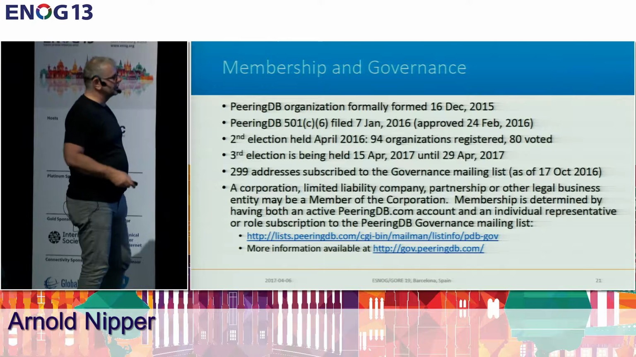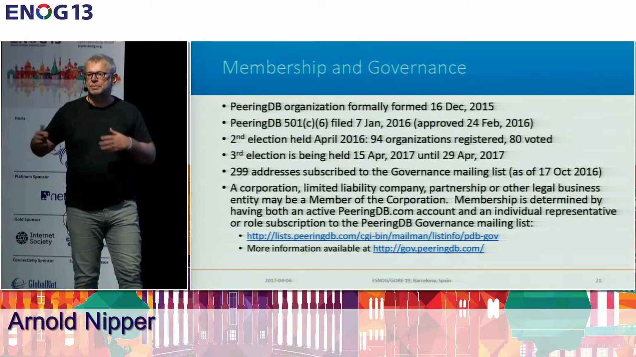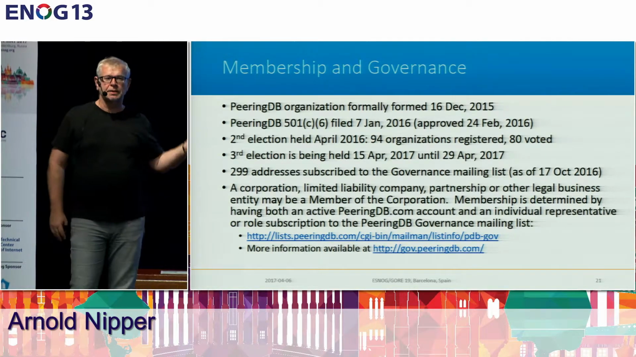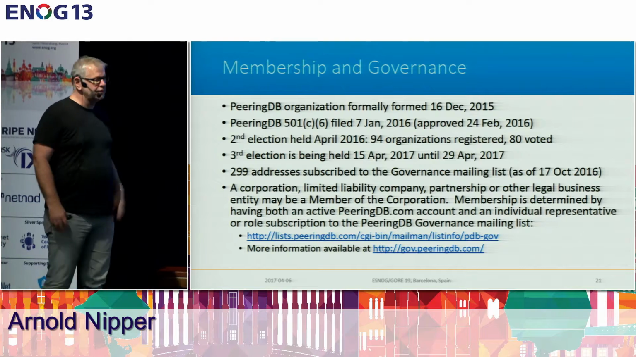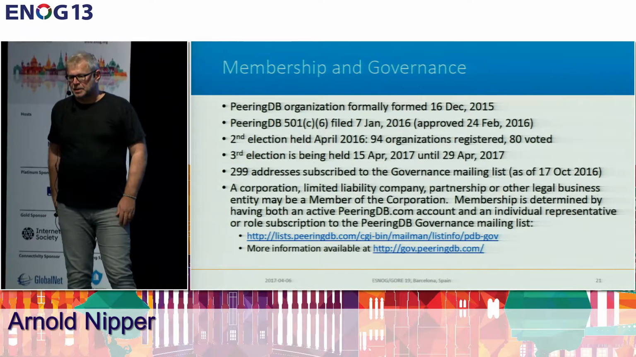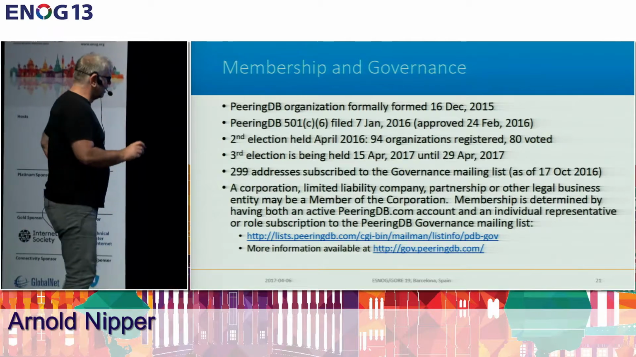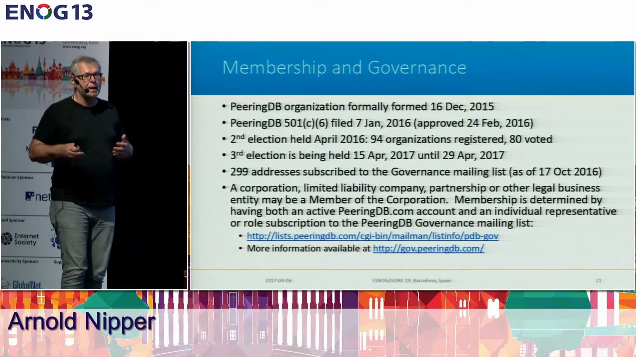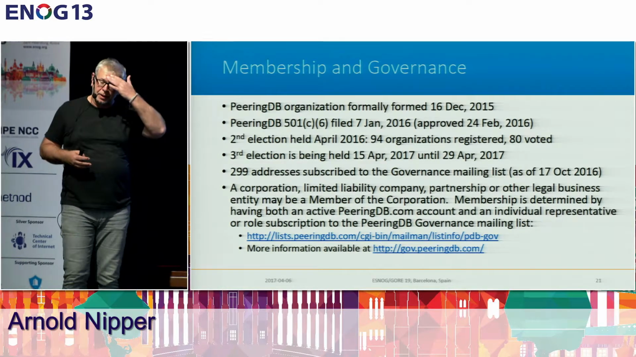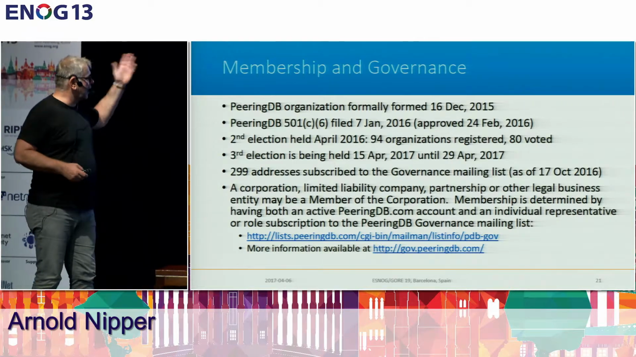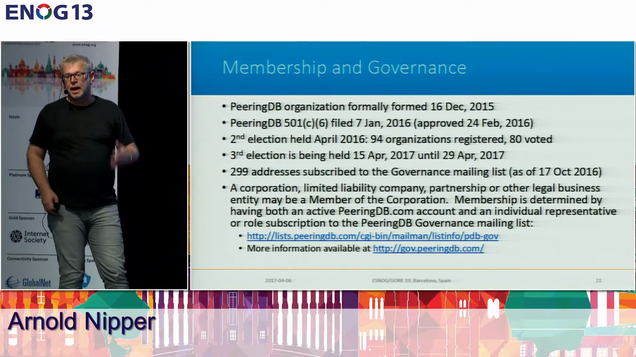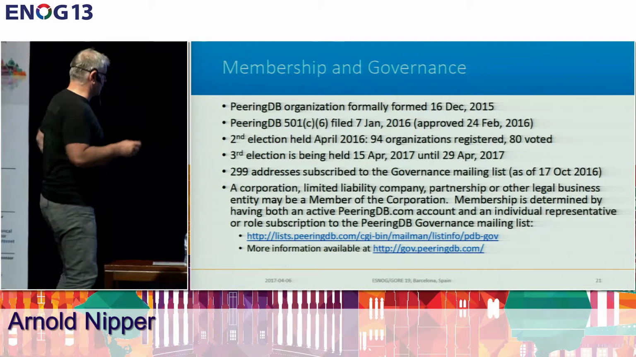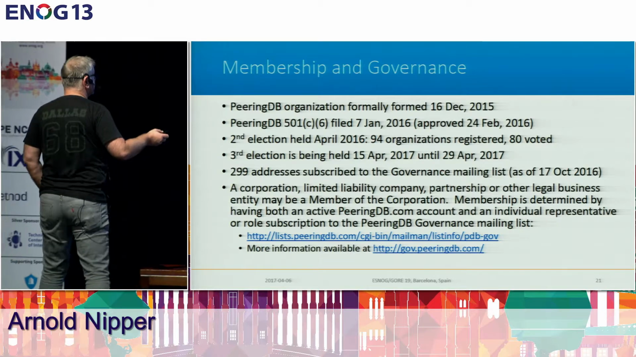Now to membership and governance. Before that, PeeringDB was just a group of admins or volunteers doing it. Since end of 2015, we are incorporated as a company in the US. And we also have a governance. We have so-called members. To be a member, you have to be an organization, a company, partnership, a legal business, and you have to be engaged. That means you have to be subscribed to the governance mailing list, and then you are able to vote.